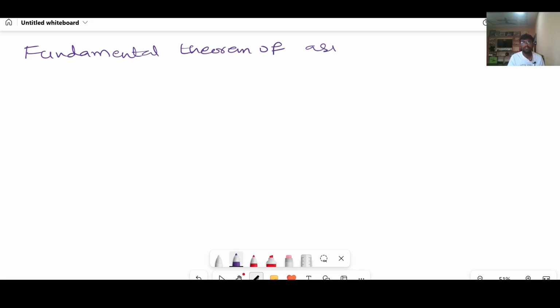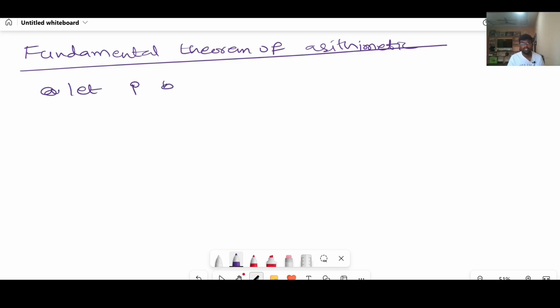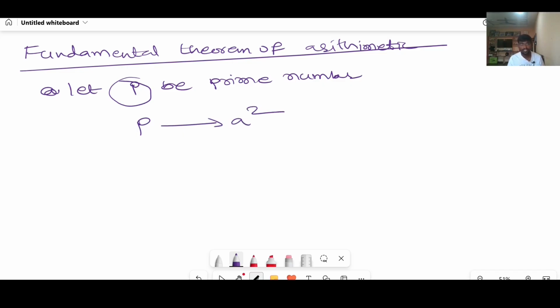Fundamental theorem of arithmetic, right? Let p be a prime number. If this p divides the square of any number, suppose p divides a square, then p being a prime number, we can conclude that p also divides a, right? This is the fundamental theorem of arithmetic.